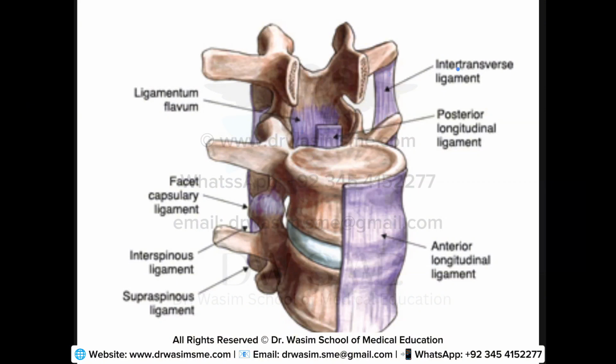Now, the ligament which is present between the transverse processes is known as the intertransverse ligament, and the one present between the spinous processes is known as the interspinous ligament, and the one which is extending above or from the superior aspect of the spinous processes is known as the supraspinous ligament.